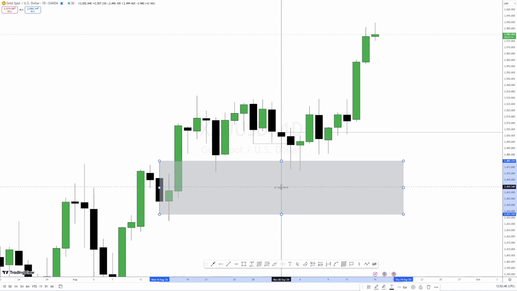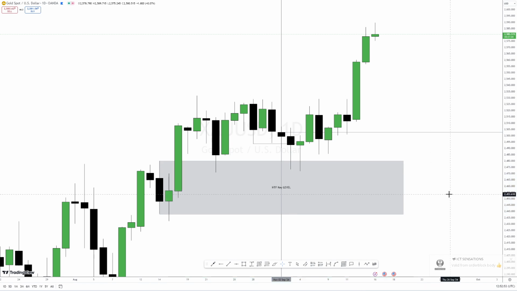So what we have right here is an HTF key level. In this case, we are looking into an order block, a war order block. So we see price clearing stops left by this low right here, as well as visiting this order block right here. So from this point onwards, we are now looking for entries.